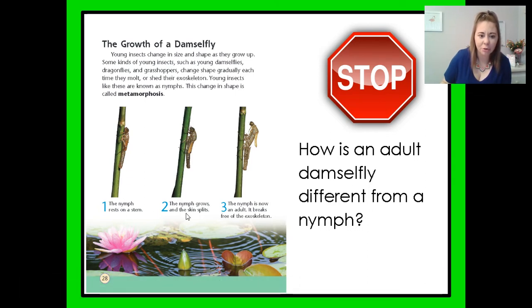Number two, the nymph grows and the skin splits. Okay. Sometimes it's kind of hard to tell. And then number three, the nymph is now an adult. It breaks free of the exoskeleton. So now I can kind of see where it's breaking out of that exoskeleton.